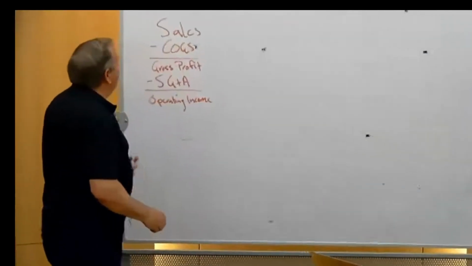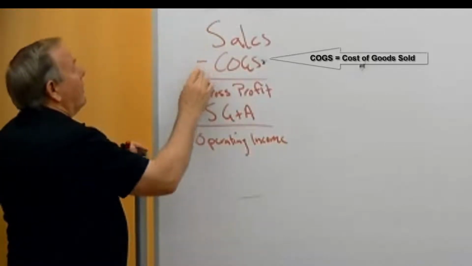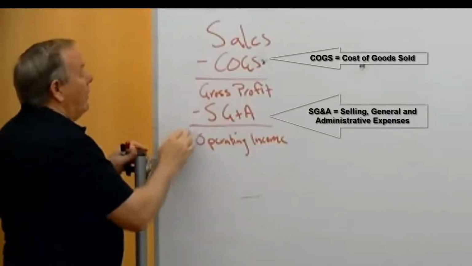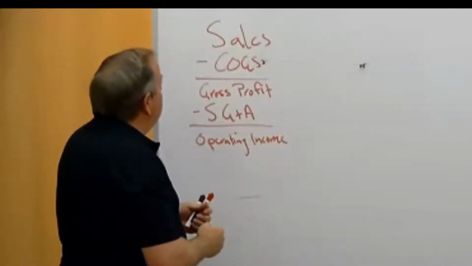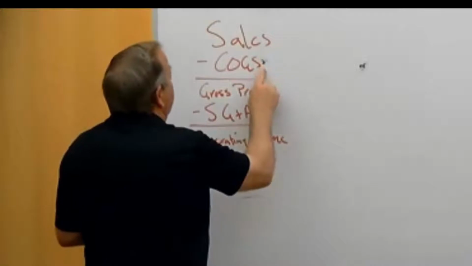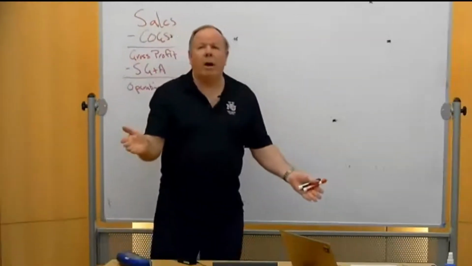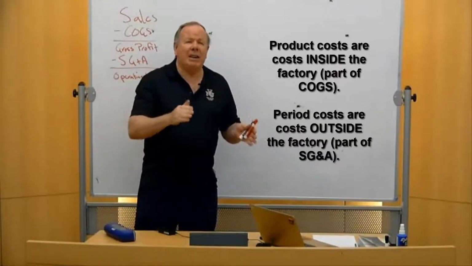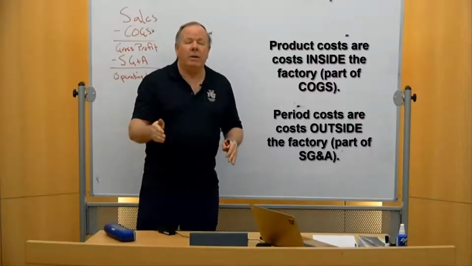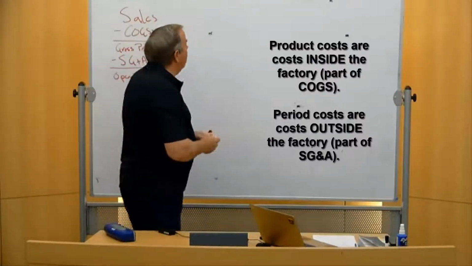In managerial accounting, we're focusing on this part of the income statement. Sales minus cost of goods sold gives us gross profit, minus SG&A gives us operating income. And we decided to figure out what it cost us to make our stuff. We got to sort the period costs from the product costs. And we said that any cost inside the factory is a product cost, and that'll be included as part of the cost of making our thing, whatever our thing is.